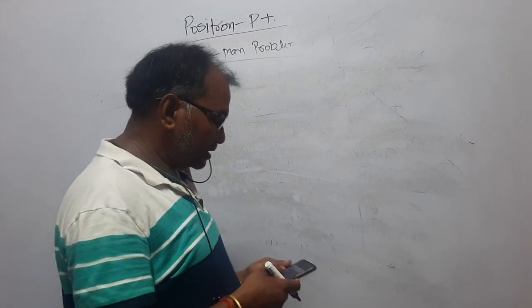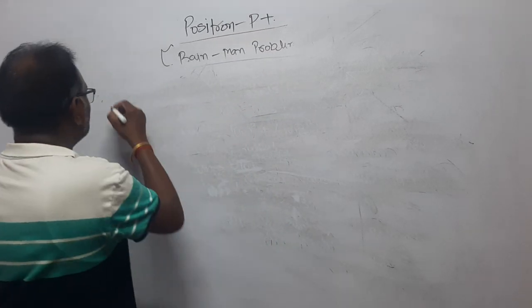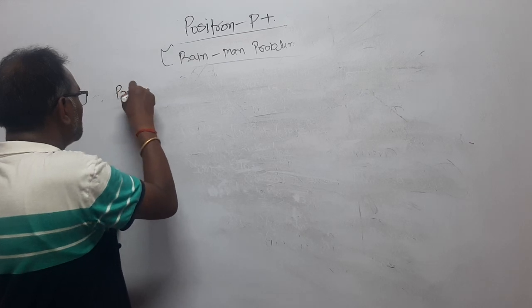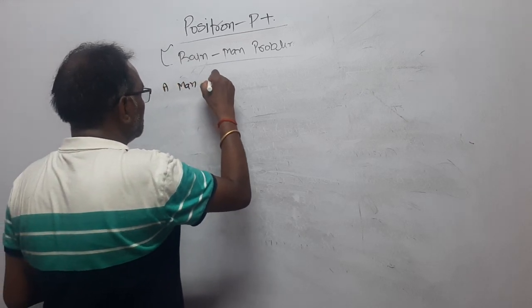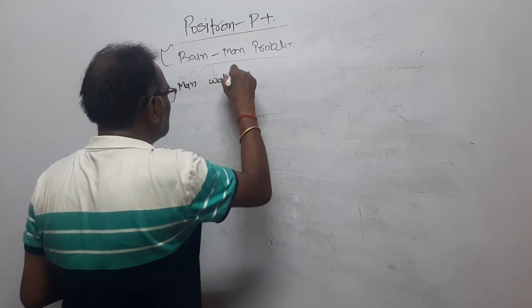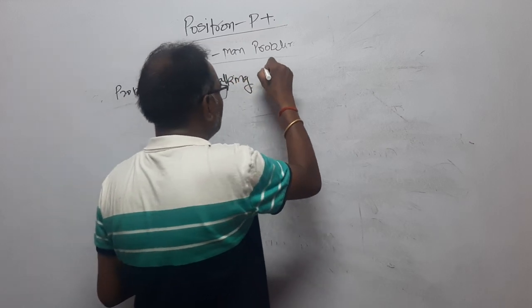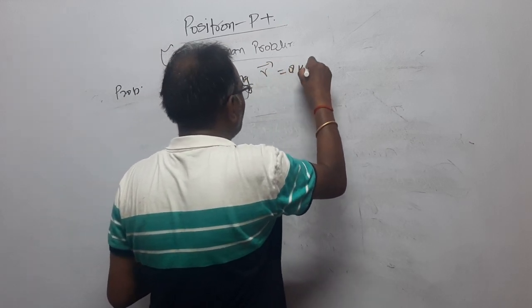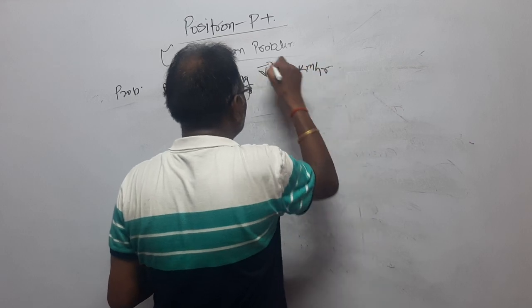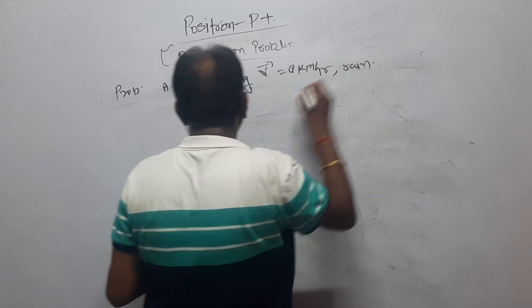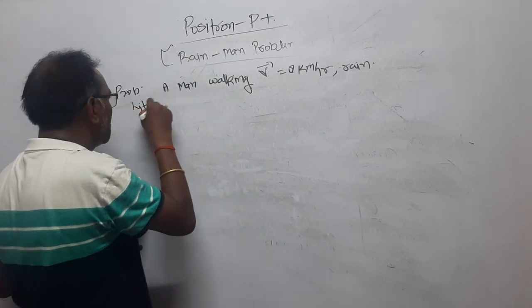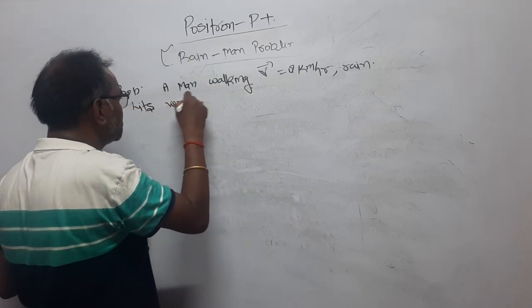Problem is, a man walking with velocity 8 km per hour, rain hits vertically. I'm writing the question in very short.